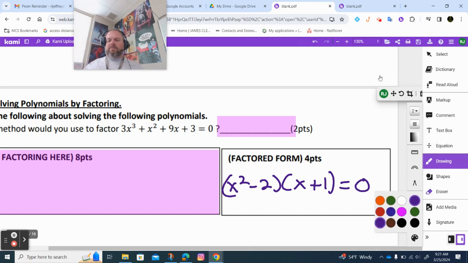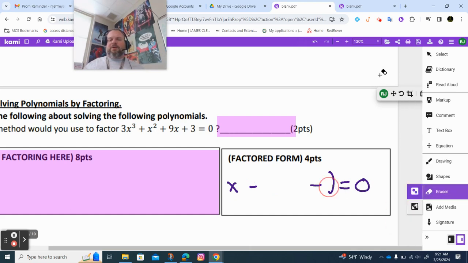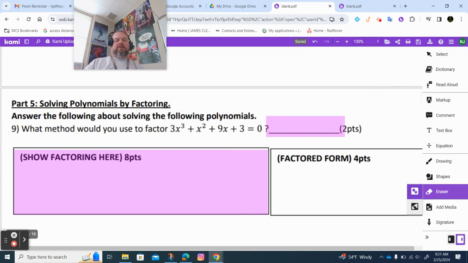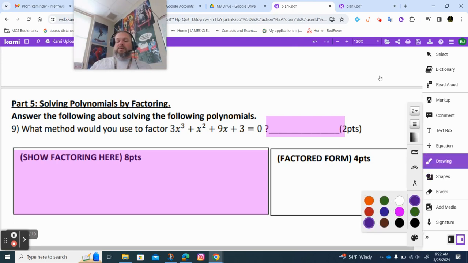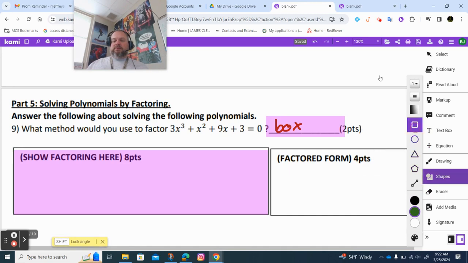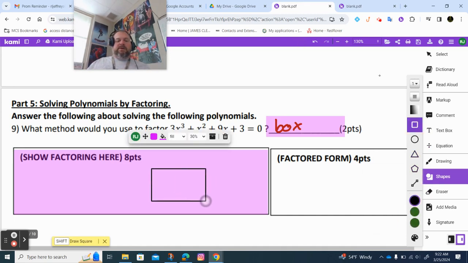No. I'm sorry. I'm writing down the answer to the. I mean, I can skip through it. Now, which method do you want me to use? You don't care. You just want me to do one. All right. So I'm doing box because I want to. This is why we can't have nice things.